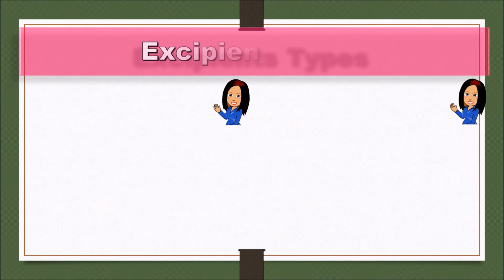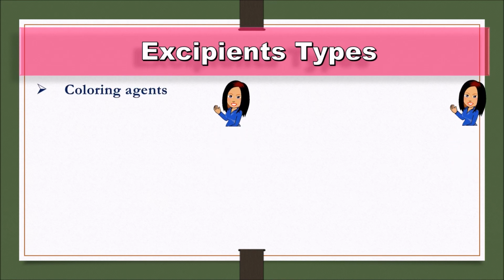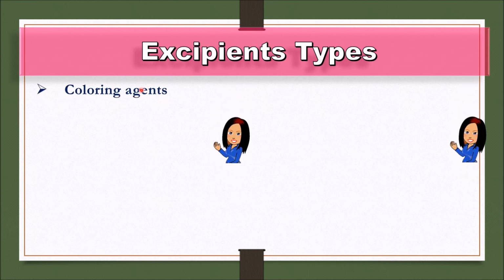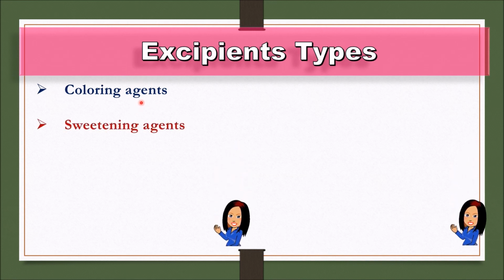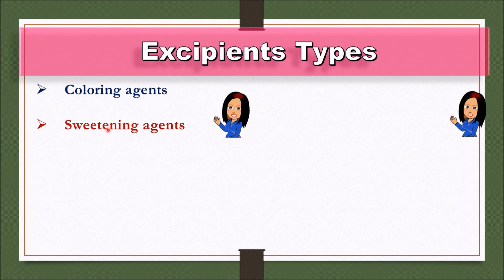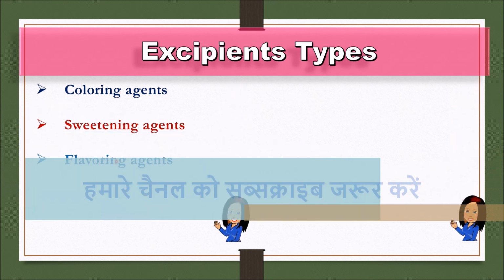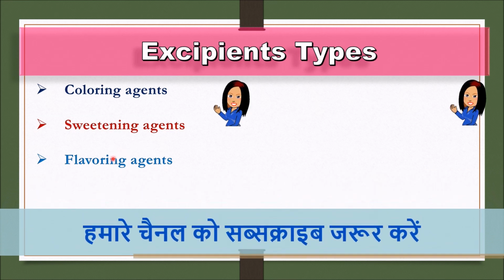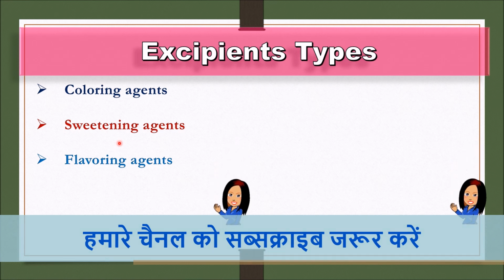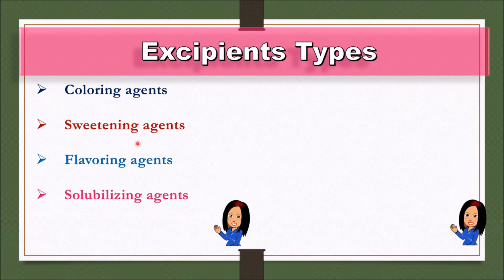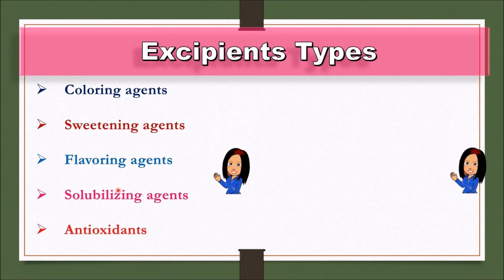What are the different types of excipients used in different types of dosage forms? First, the coloring agent, used to provide a particular color to the medication if required. Sweetening agent, to provide a sweet taste. Flavoring agent, to provide a particular flavor like mint or chocolate. These two, sweetening and flavoring agents, are basically used in preparations meant for kids so that they can easily be taken. Then solubilizing agent, to solubilize all the ingredients of the formulation.